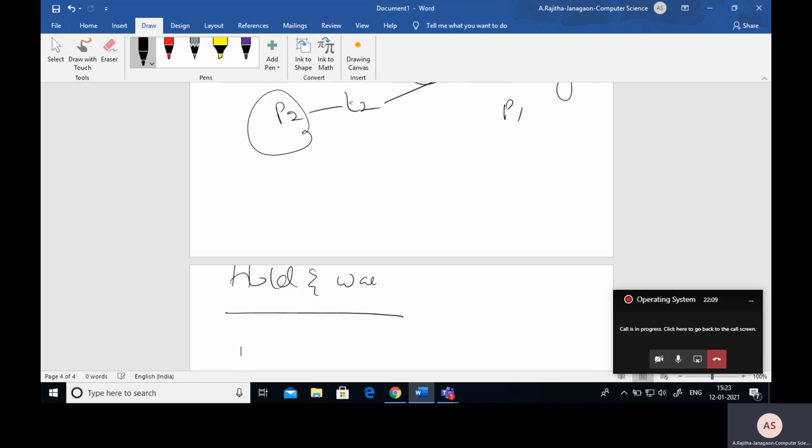How is this possible? Coming to this hold and wait, make it false. Hold and wait is made false. That means try to do no hold and wait. Make it false means no hold and wait. Try to make it no hold and wait.